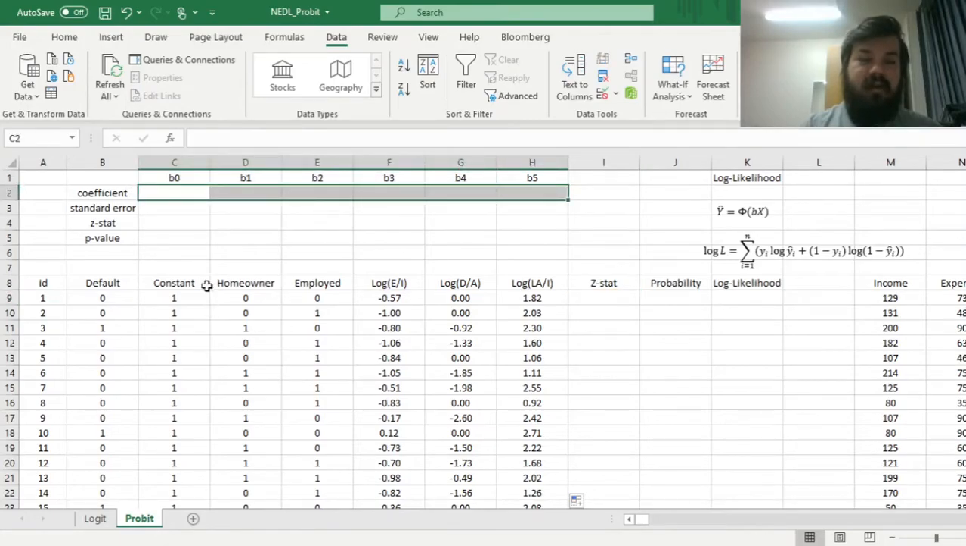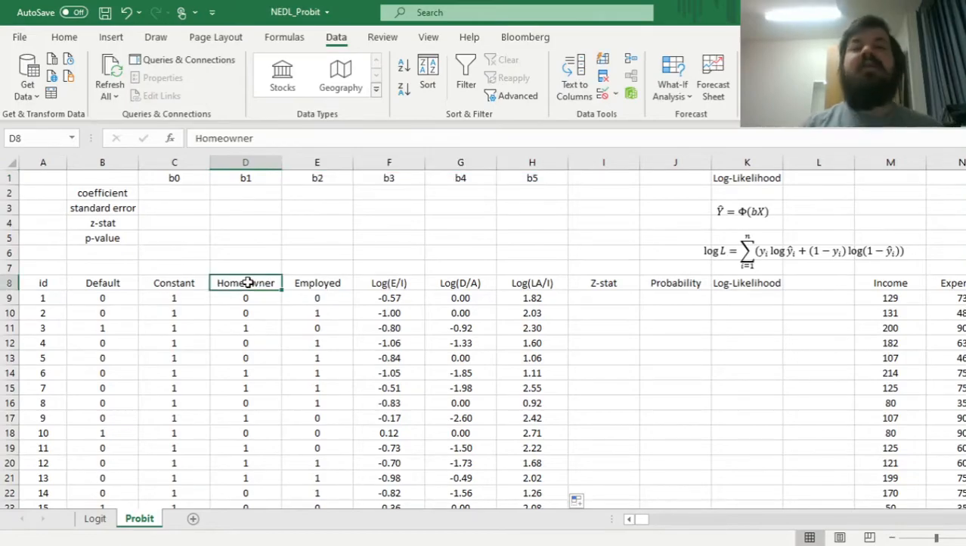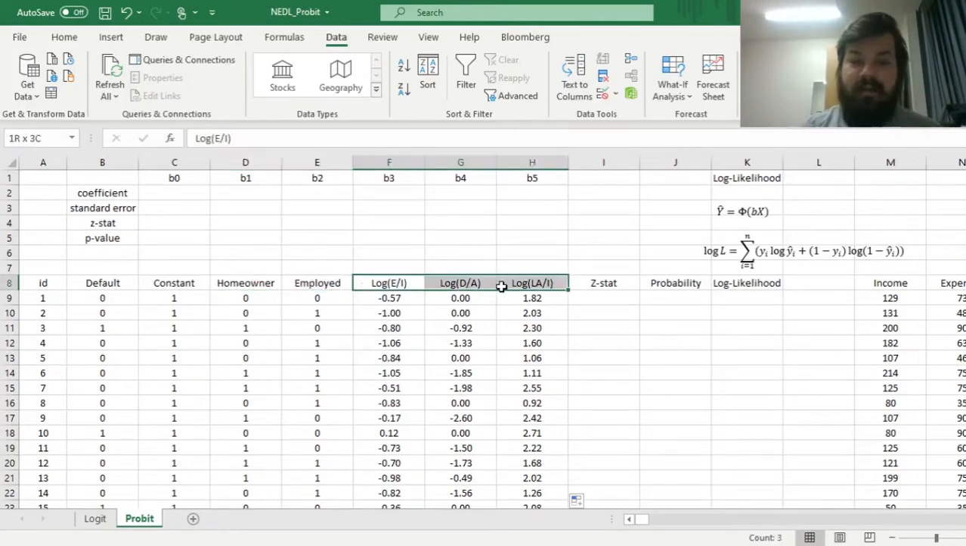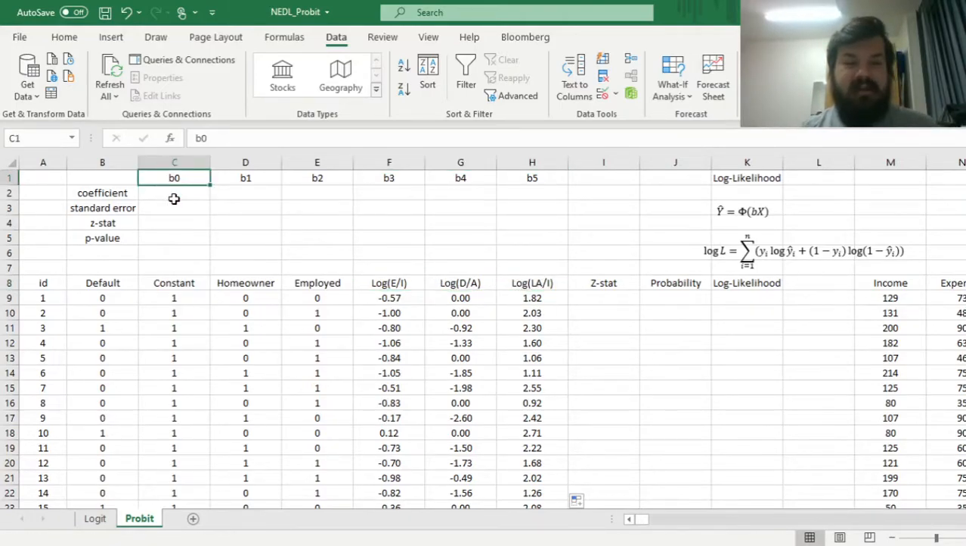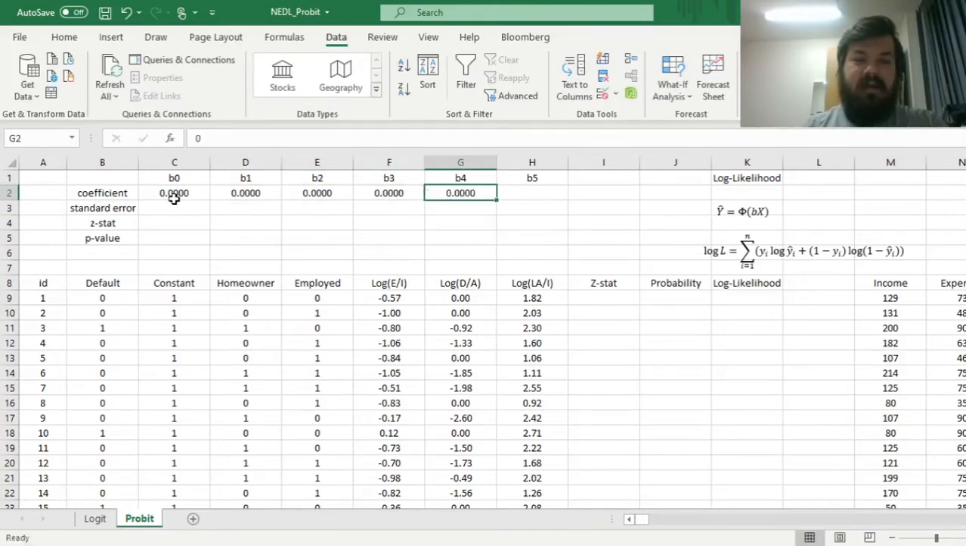Here we have our coefficients for the constant and the 5 explanatory variables of interest: 2 categorical variables in terms of home ownership and employment, and 3 numerical variables that we've just derived using our raw data. First, in the starting case, let's assume that all those coefficients are zeros, meaning that in the baseline case, we are not assuming any predictive power of any of those variables.